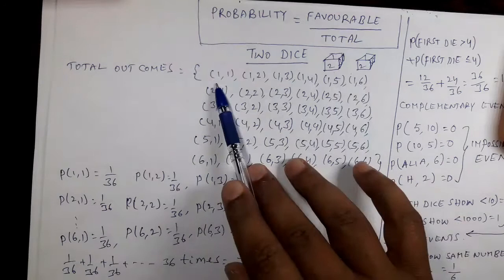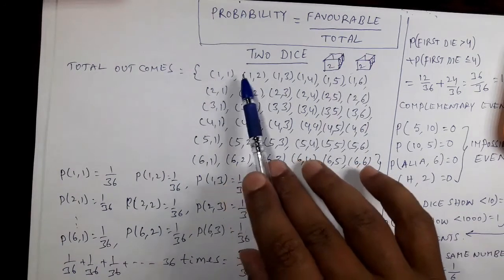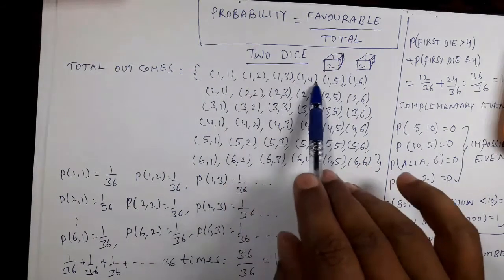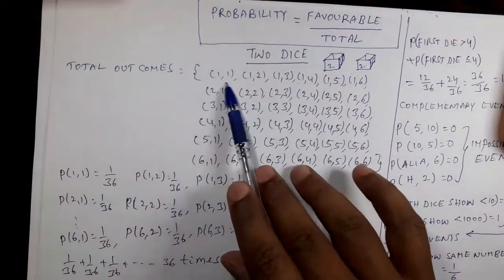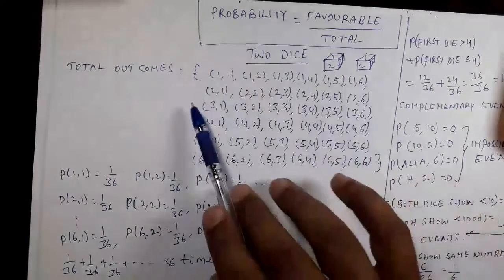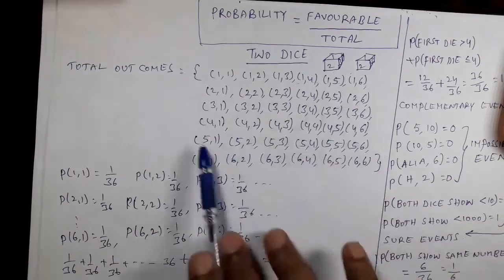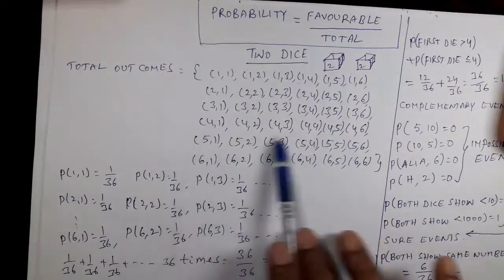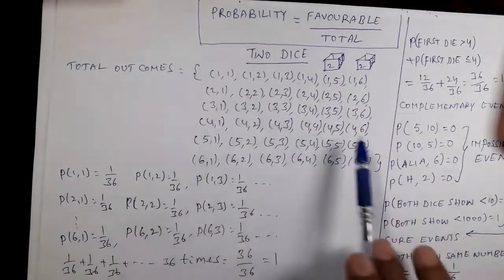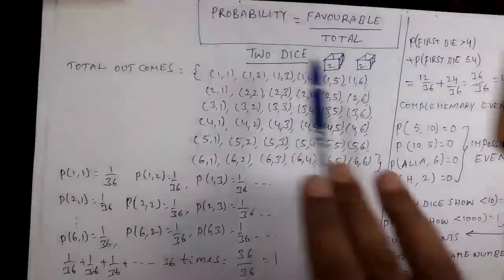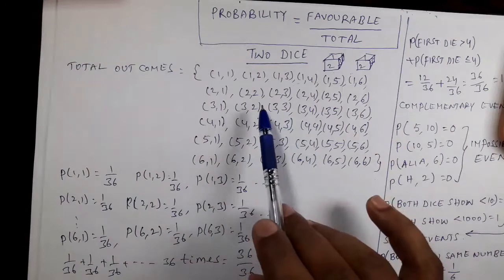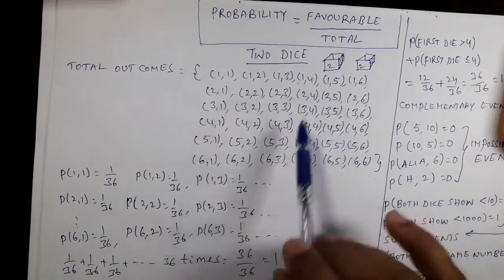If the first die shows 1, the second die shows 1 or 2 or 3, 4, 5 or 6. So possible outcomes are 1,1; 1,2; 1,3; 1,4; 1,5; 1,6. If the first die shows 2, possible outcomes are 2,1; 2,2; 2,3, and so on. If the first die shows 3, or 4, and so on. So 1,1 up to 6,6. How many are they? 36, right? The number of all possible outcomes is 36.